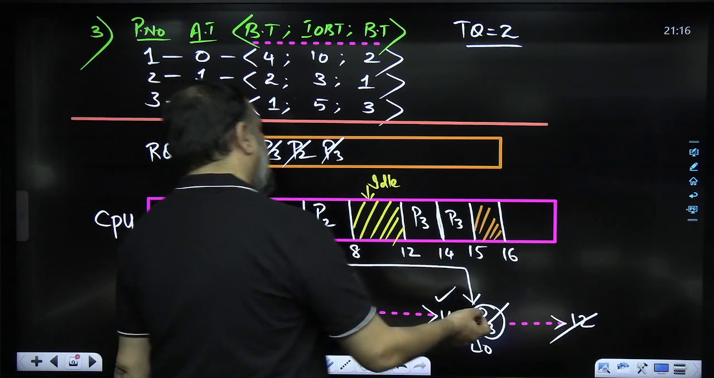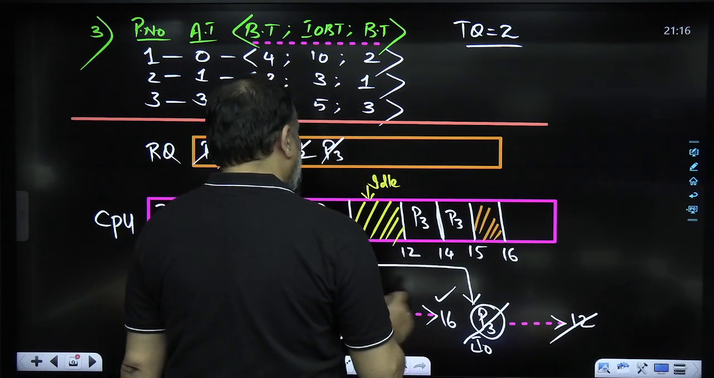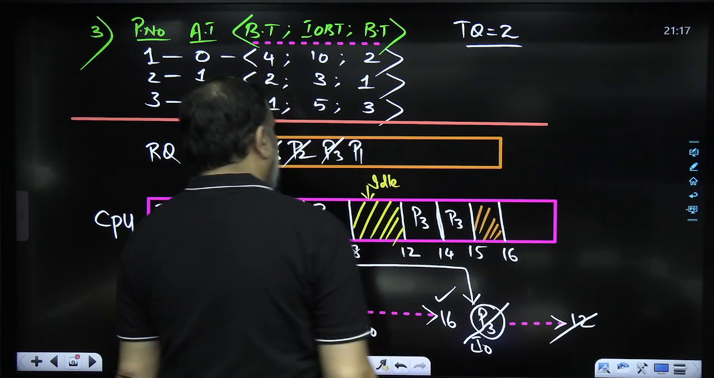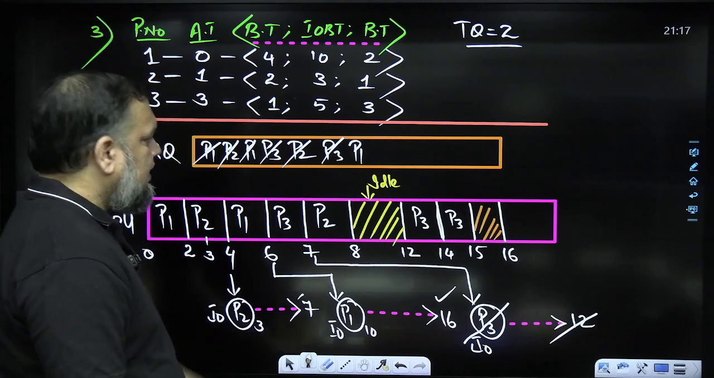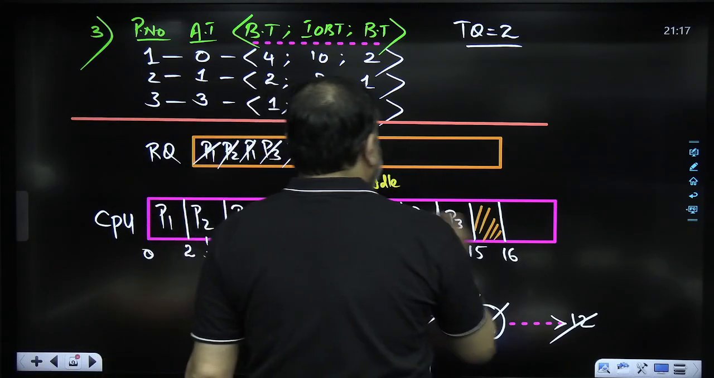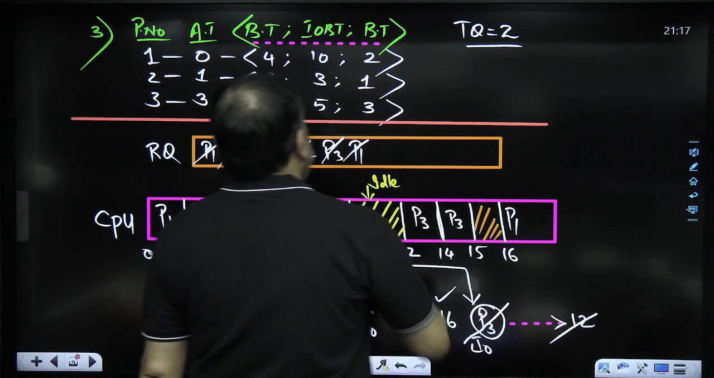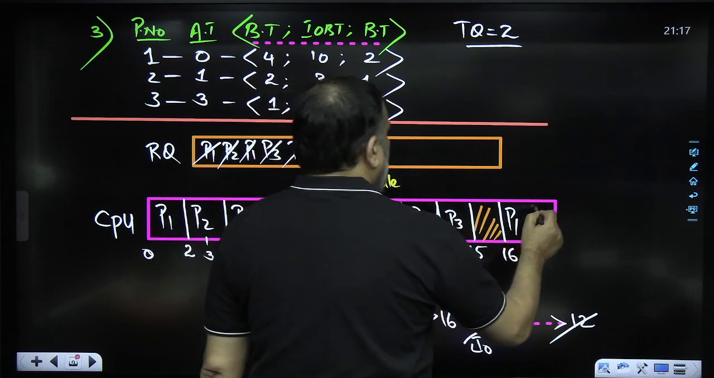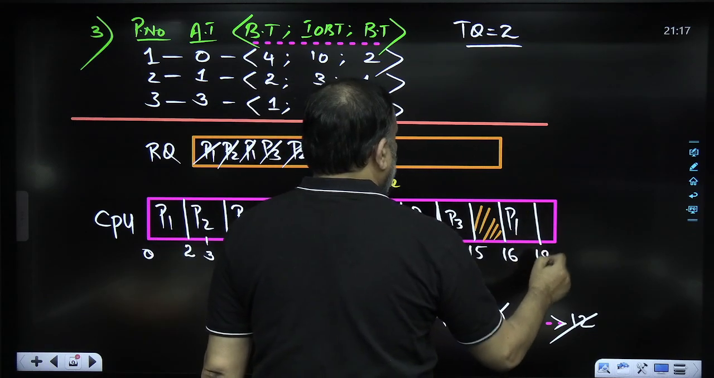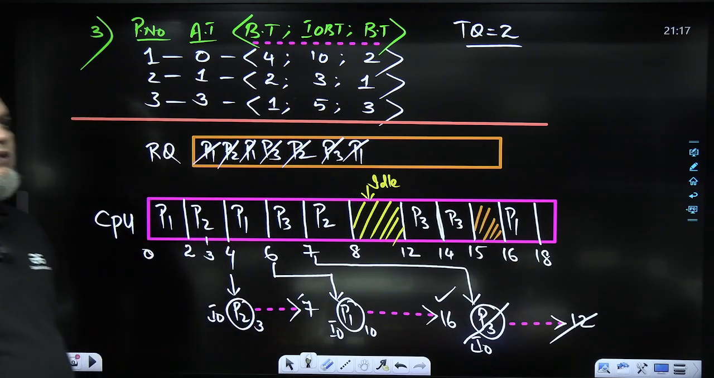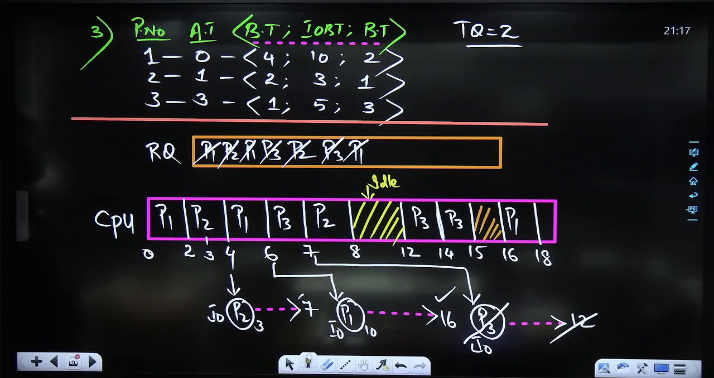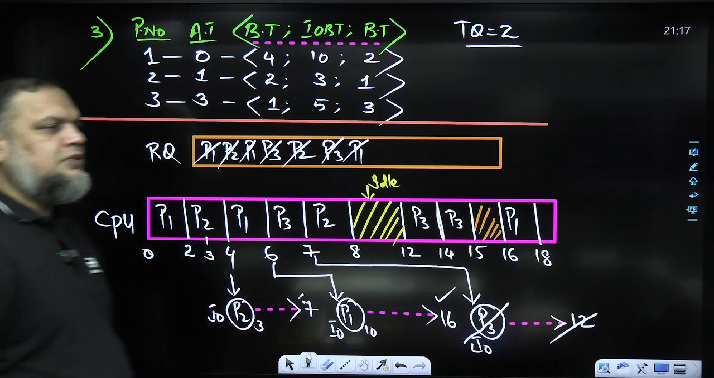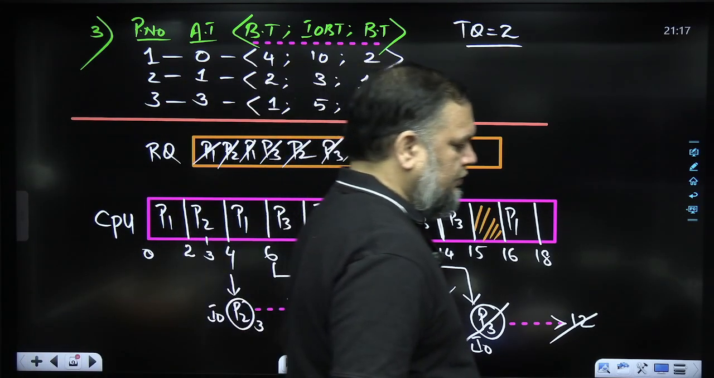Then what is going to happen? P1 is going to finish its IO at time 16, and then it will go back to the ready queue, and from the ready queue it will take charge. It needs 2 units of time, so therefore it is going to finish its execution at time 18. So this is the working of round robin with input output burst times, with different time quantum.